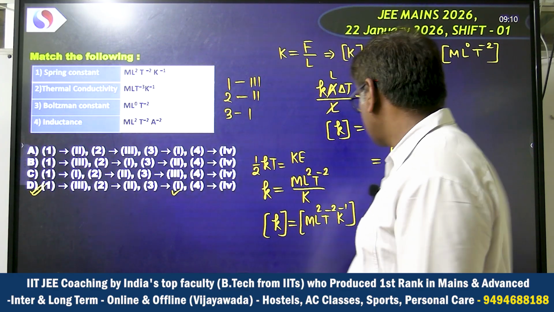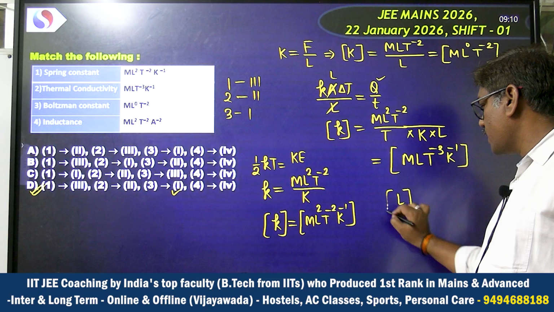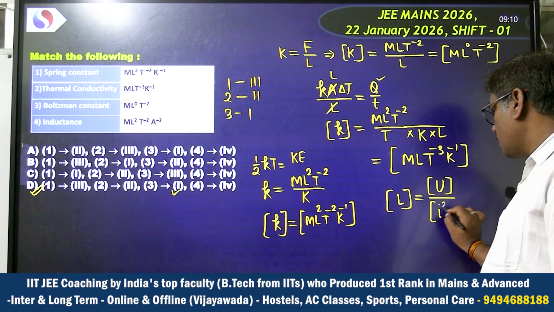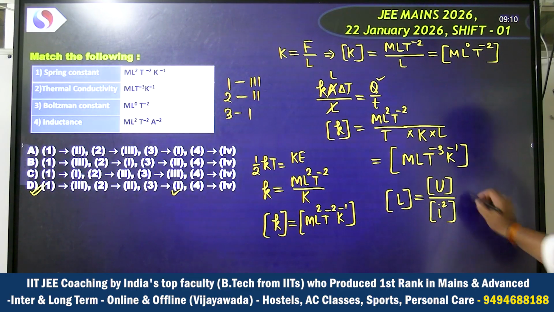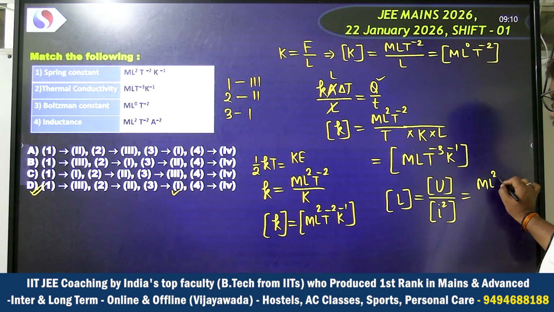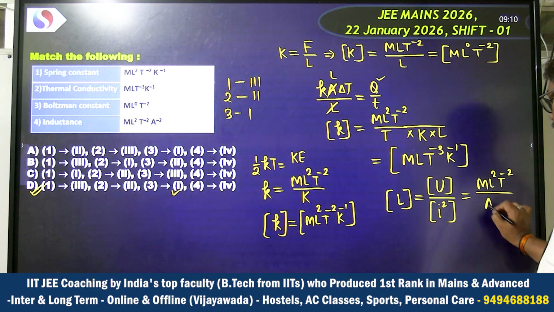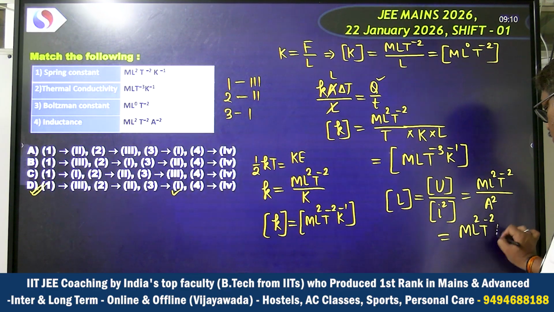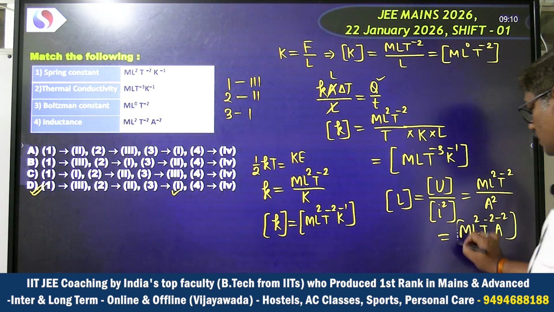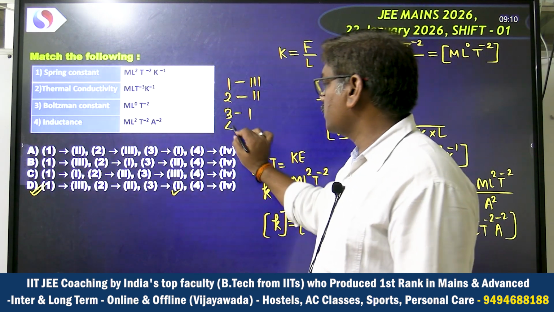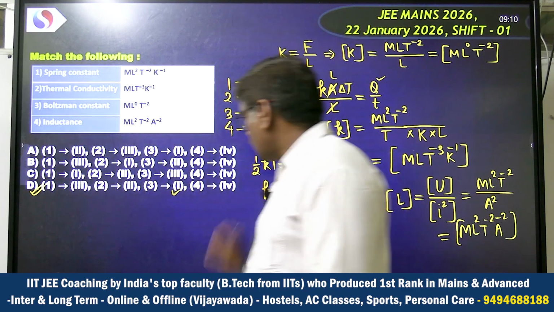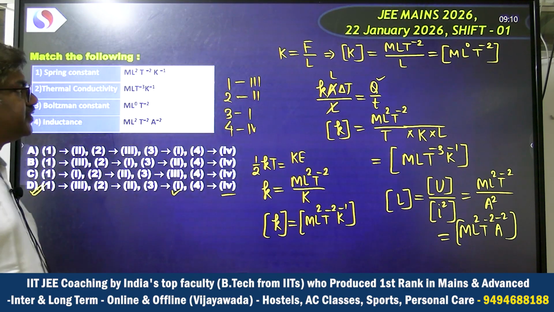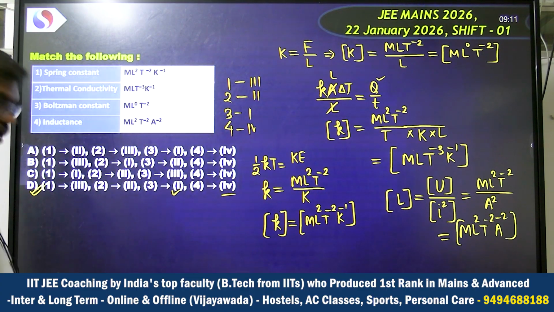And inductance L: energy is equal to half L I square. So it is M L squared T minus 2 upon ampere square. That means M L squared T minus 2 A minus 2. And you can see that this is the fourth option, going with the fourth one. So the correct option is D, which you already got by checking the first two options only.